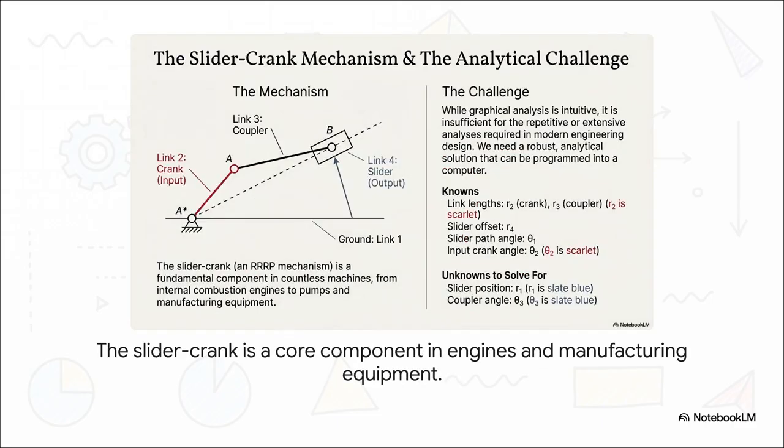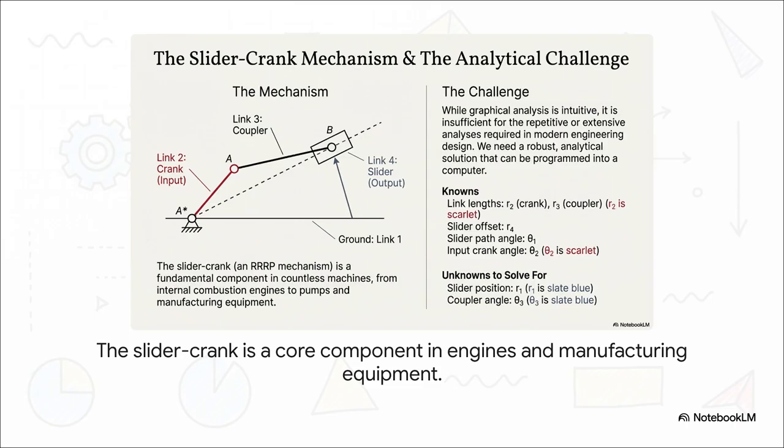Okay, so the slider crank. It is everywhere. You'll find it in car engines, manufacturing equipment, you name it. It's what we call an RRRP mechanism. And that just stands for its joints, 3 revolute, or rotating joints, and 1 prismatic, or sliding joint.